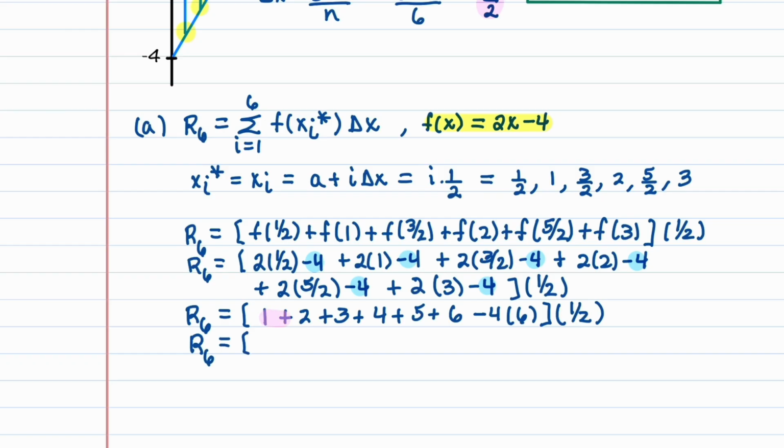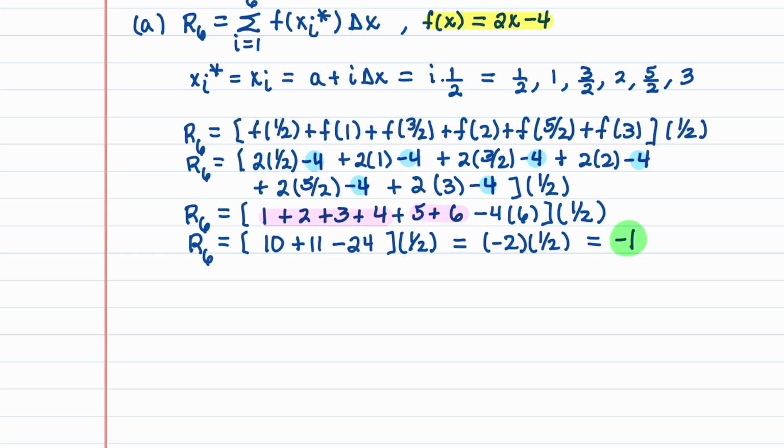Let's see what we get. We can add these numbers first. That's going to give us 10. And then we'll add these numbers. So that's 11. So we have 10 plus 11. And then we'll subtract off 24, multiply this by 1/2. And this gives us 22 minus 24. So this is minus 2 times 1/2. And that gives us a value of minus 1. And that's what our Riemann sum is equal to when we use right endpoints.